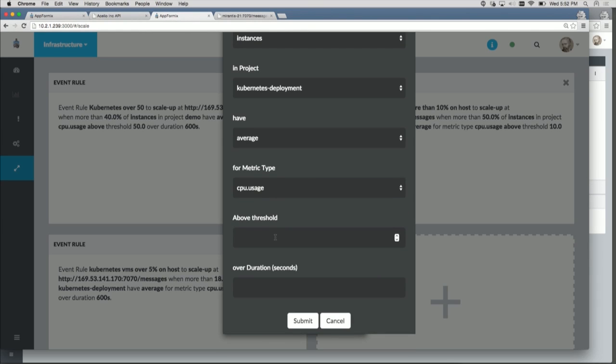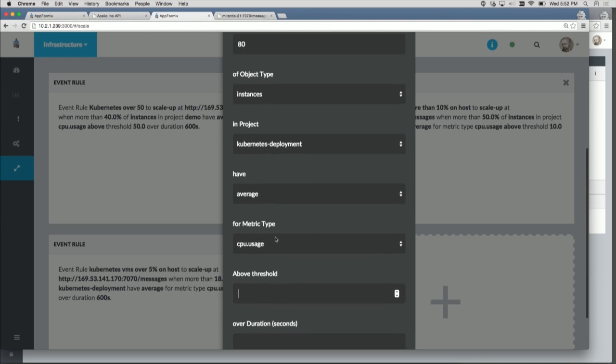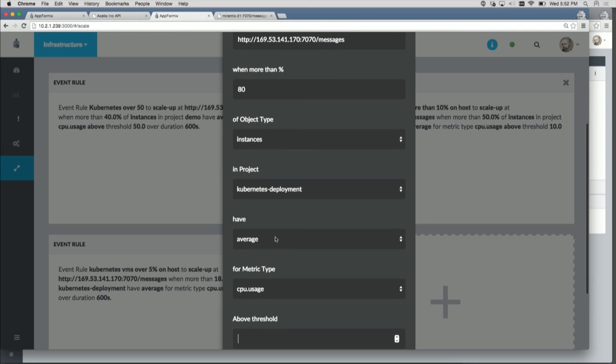Now, the reason we are not doing the scale up and scale down ourselves is because we want the system to be extensible. We want it to be in a way where you control the action and we give you the ability to supply the action.